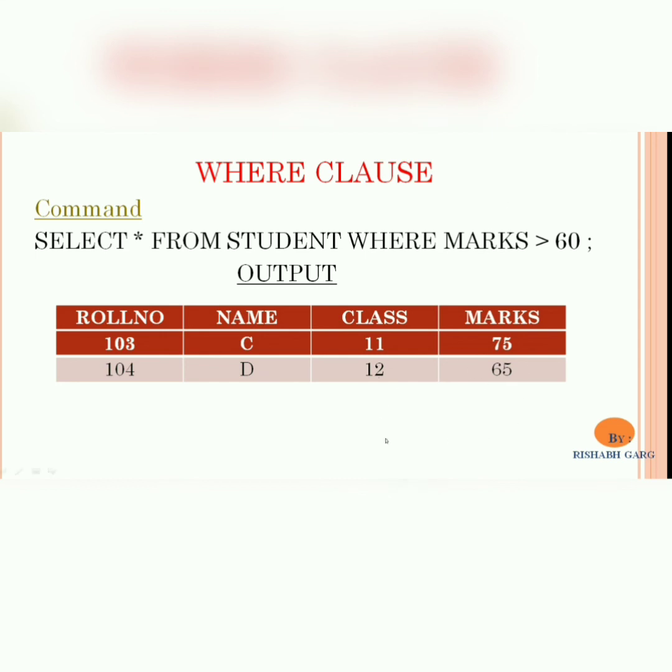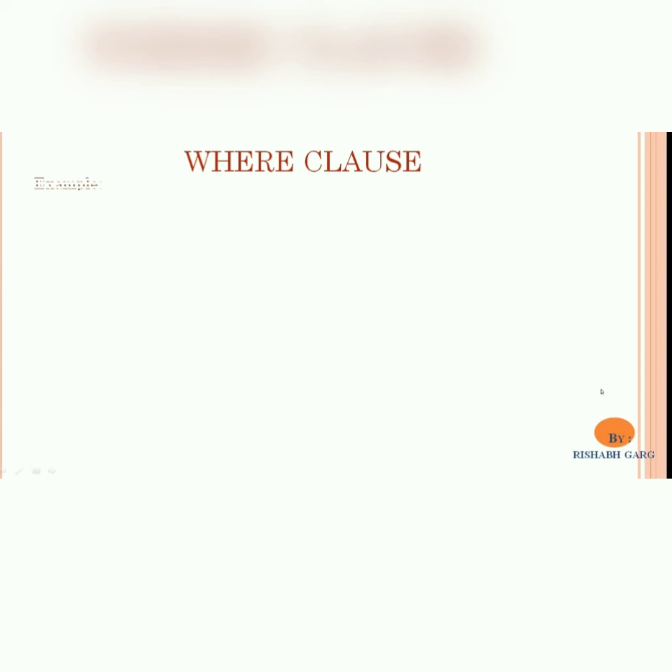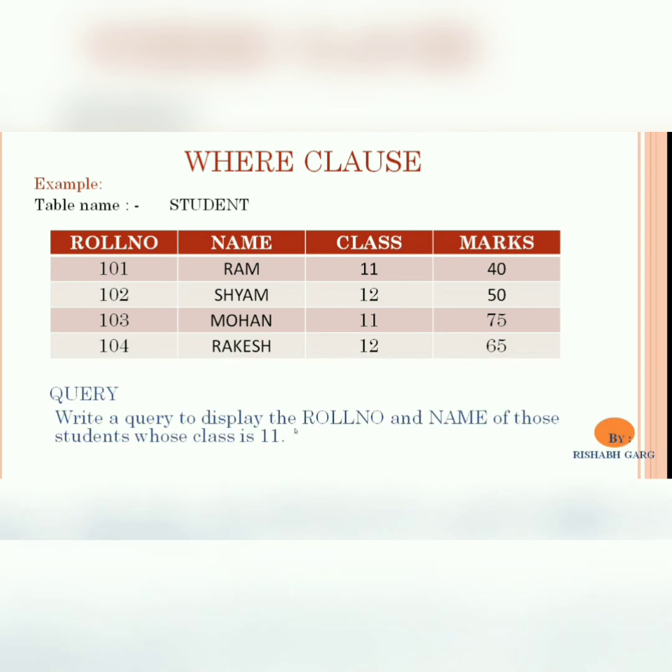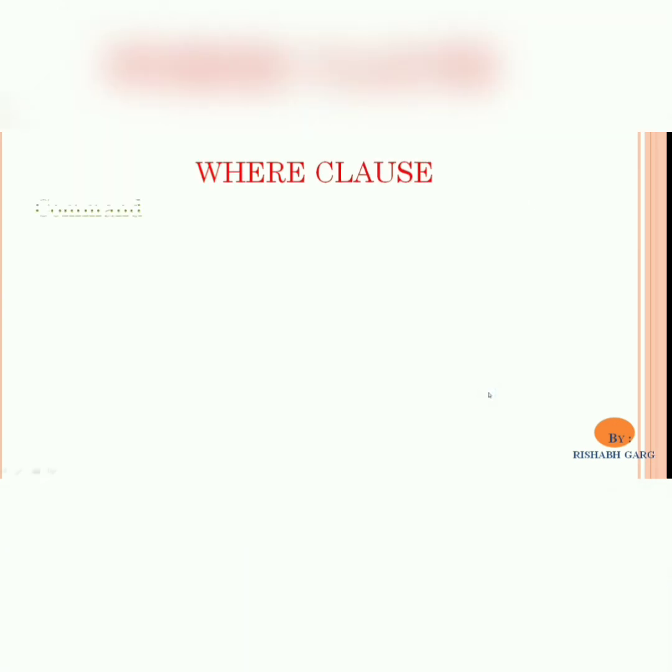Let's take one more example to make it more clear. Suppose we have a table student with 4 fields and 4 records, and we want to perform a query that would display the roll number and name of those students whose class is 11th. So for this we will execute the following command.